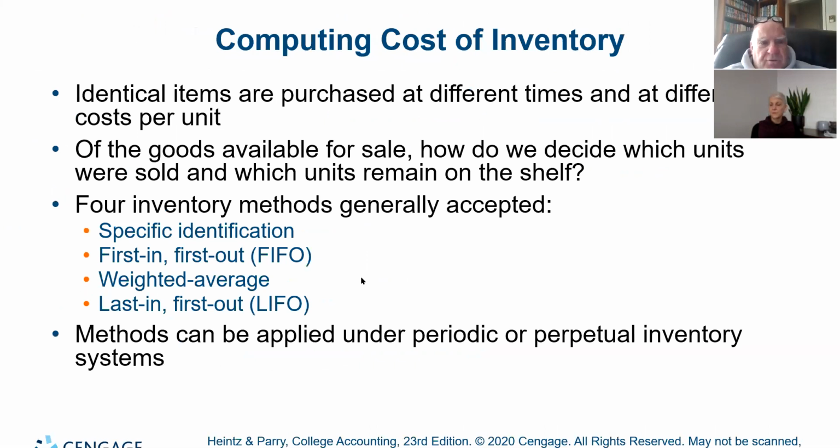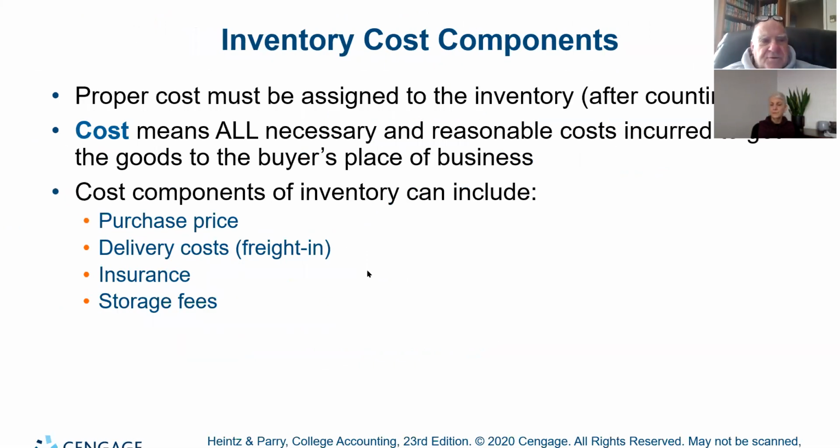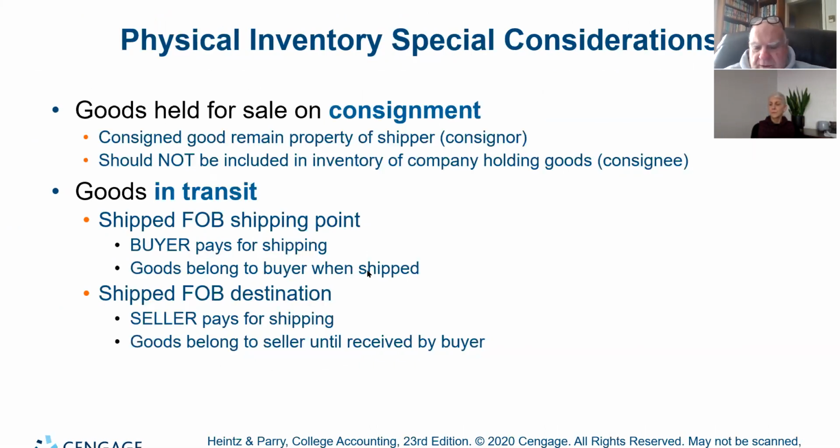Inventory cost components, okay? Under this method here, forgive me if I touch this again, see if I can do this without screwing it up. This thing has a bad touch today.